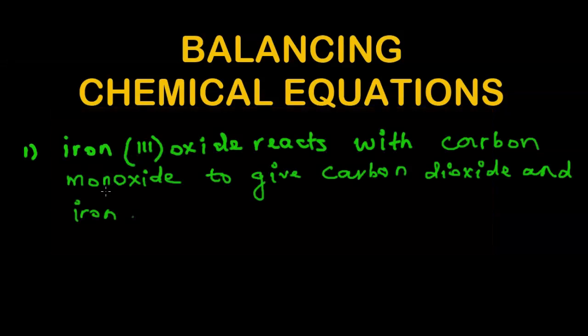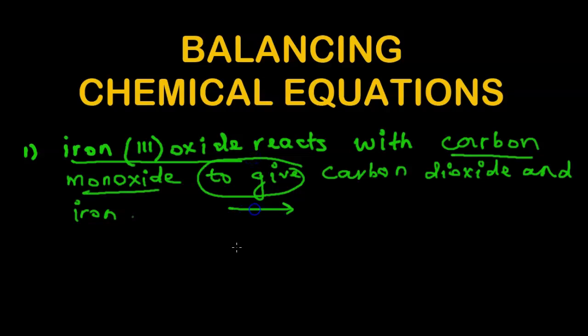Let's say we're given this first question where iron 3 oxide reacts with carbon monoxide to give carbon dioxide and iron. So iron 3 oxide reacts with carbon monoxide. These are going to be our reactants. To give means it's going to produce carbon dioxide and iron. Now first of all, let's turn this word form to molecular form of compounds.